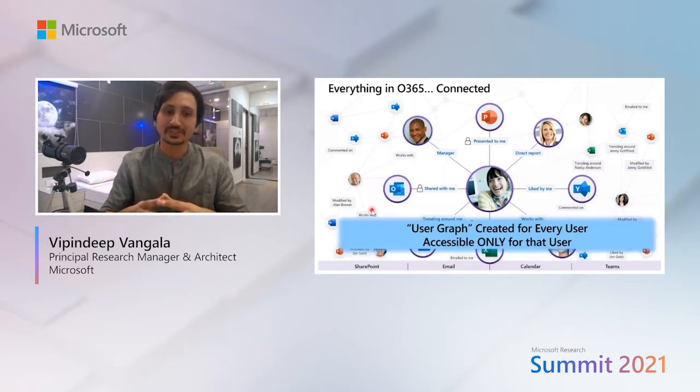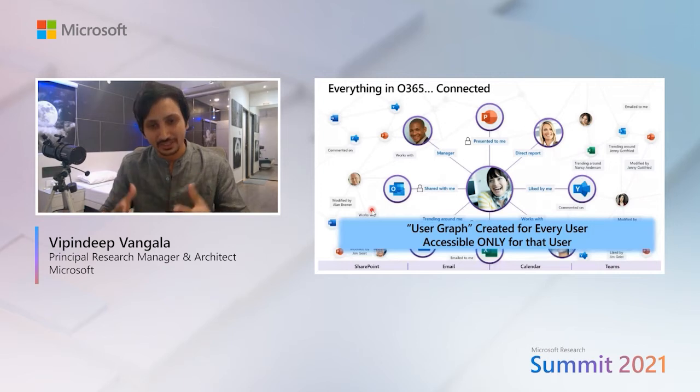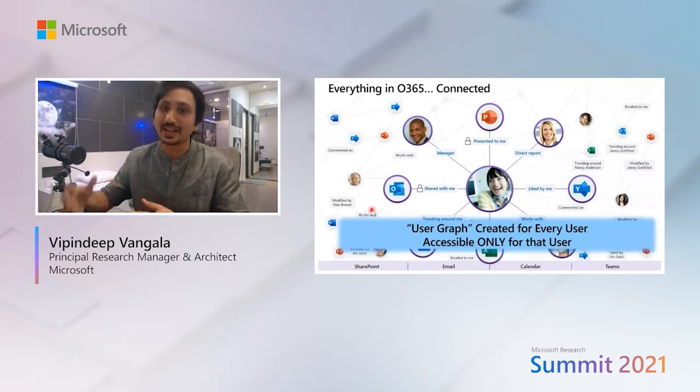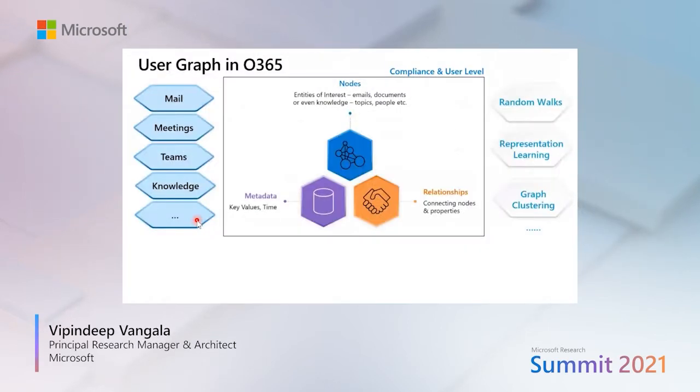So the concept of user graph is nothing but taking all the entities of the user's digital ecosystem, which are technically spread in multiple places, connecting them together using relations, and having this framework that is accessible only for that user for deriving knowledge and providing assistance through productivity and intelligence. That's what the user graph is all about. In a nutshell, a graph is a set of nodes, relationships, and metadata. In the context of user graph in O365 or Office or productivity applications, the nodes are your emails, documents, or knowledge like topics, people, etc. The relationships are the way they are connected with one another.